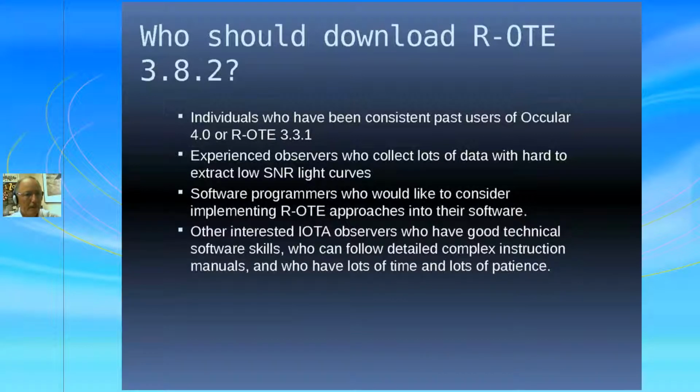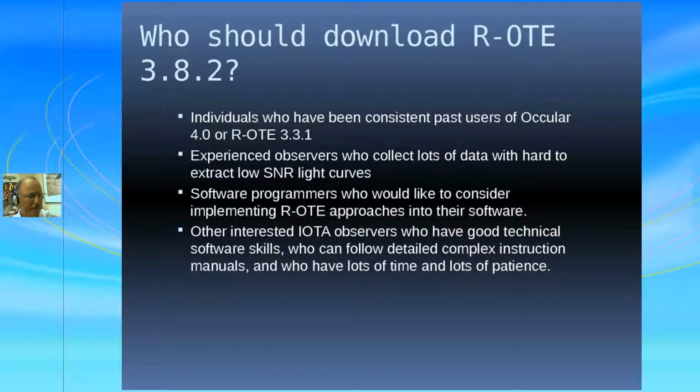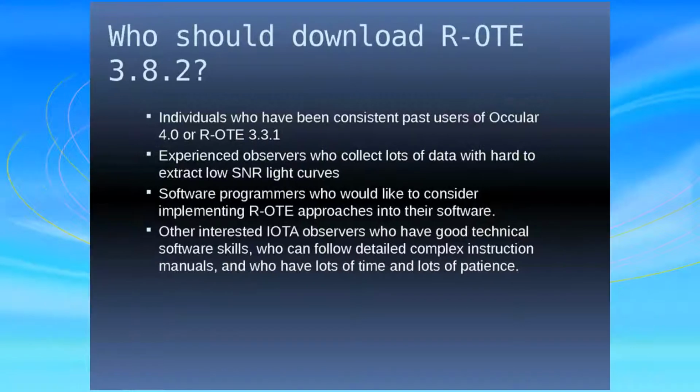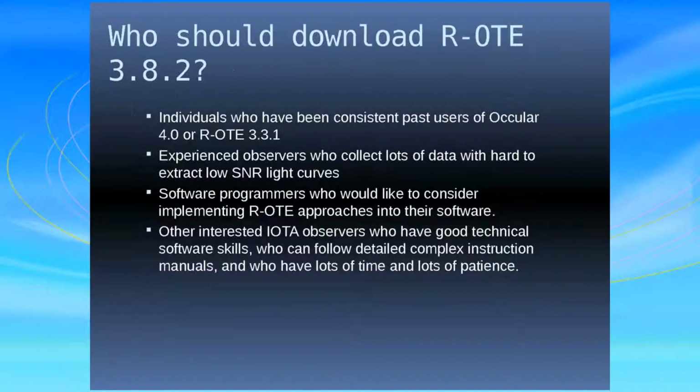So now we have ROTE 3.8.2. I've posted it on the IOTA Dropbox share folder, and I'm going to ask Brad if he'll also post it on his website. It's set up as a zip file package. So who should download this? Well, if you've been a past consistent user of Occular or ROTE 3.3 or 3.1.1, not 3.1, then you're a good candidate to download 3.8.2.